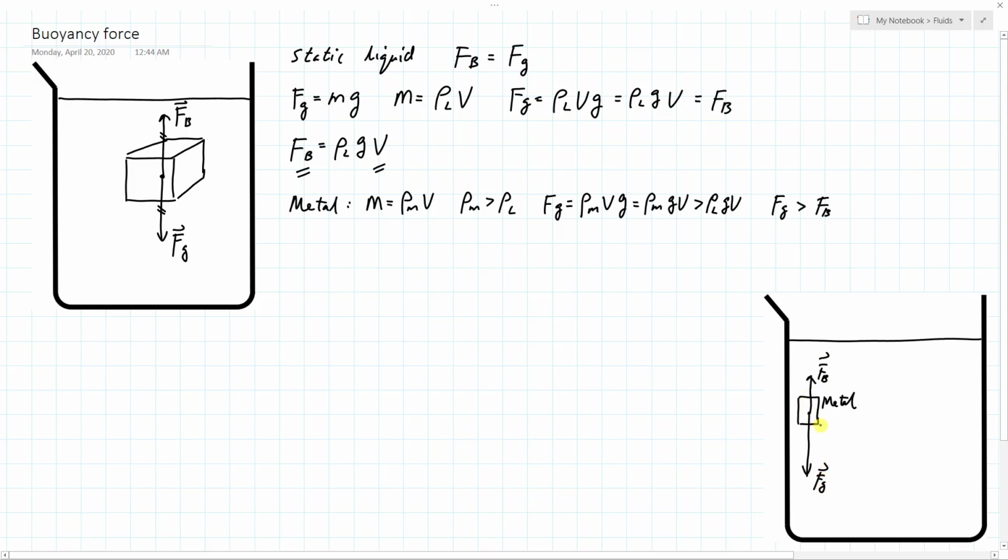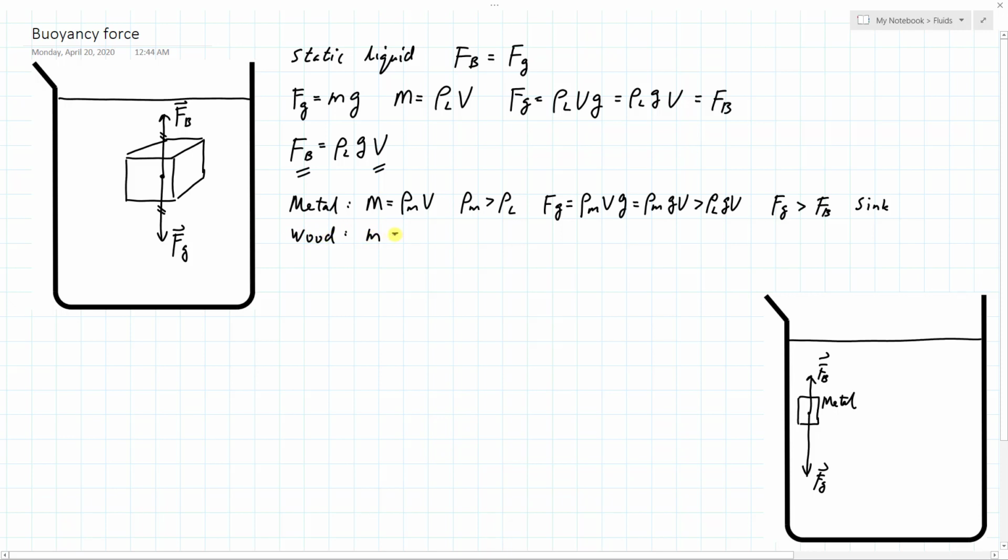So it ends up accelerating downward because of this net force. So this sinks. And what about for something that's lighter, say wood?